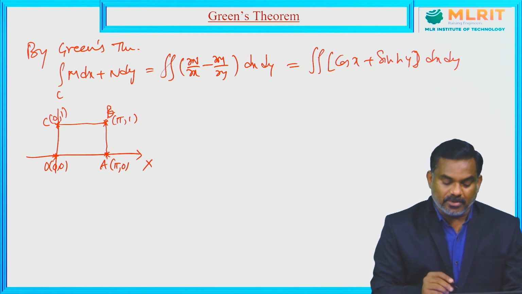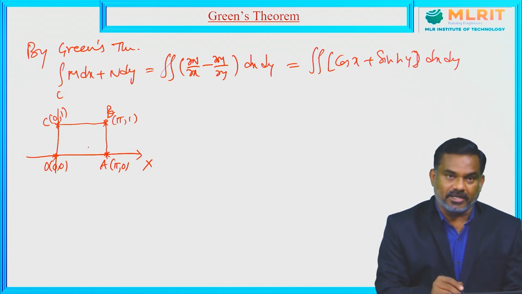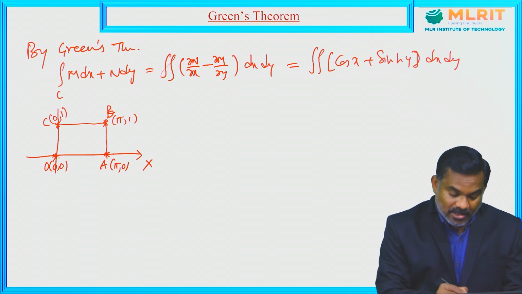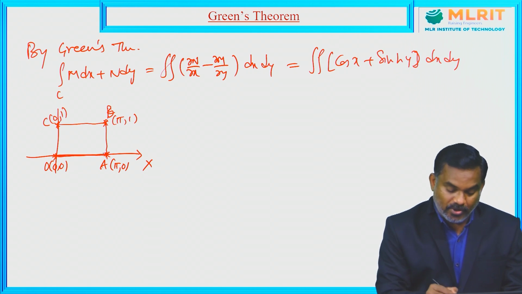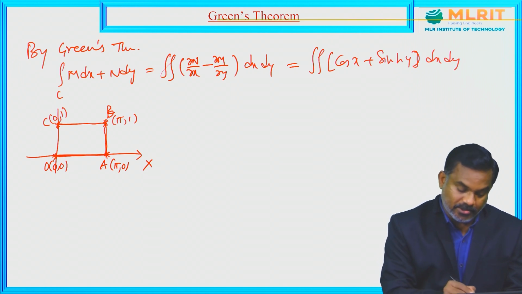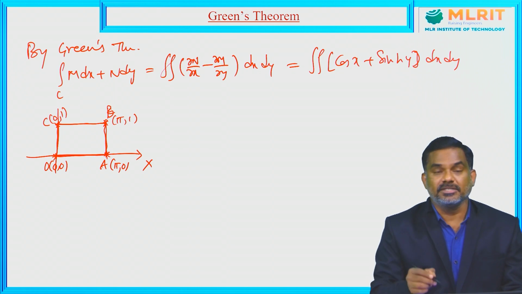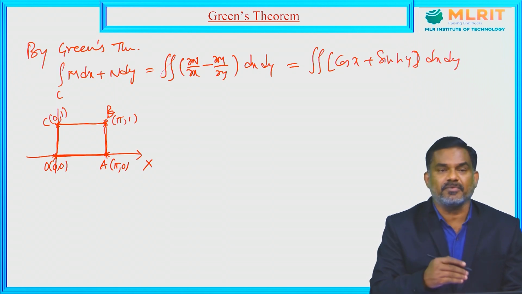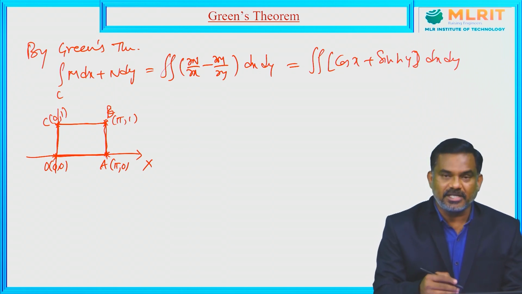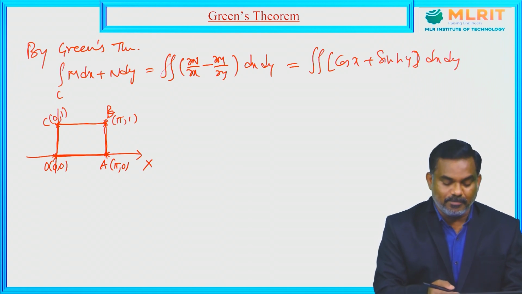Now for example, if we evaluate the line integral, we need to evaluate along each line from O to A, then A to B, then B to C, and then C to O. But instead of finding the line integral, if we transform it into a surface integral, it is easy to evaluate the double integral, because we can evaluate the limits directly.